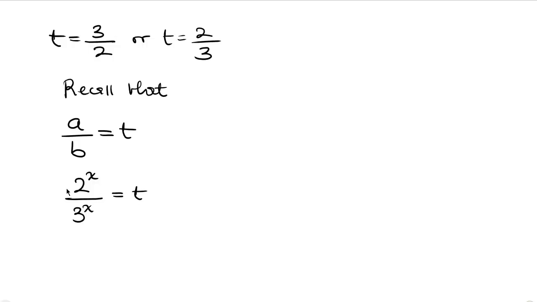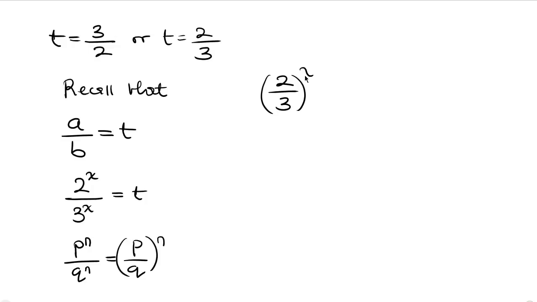Now let's apply the law of indices here. The law of indices says, for example, when I have p to the n all over q to the n, this is the same as p over q all raised to the n. So applying this here means that this expression can be written as 2 over 3 all raised to the x. And this is equal to t. Very good. Now let's substitute our values for t.